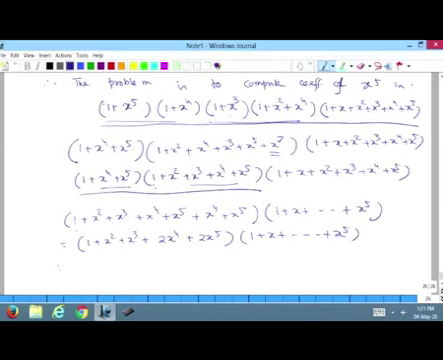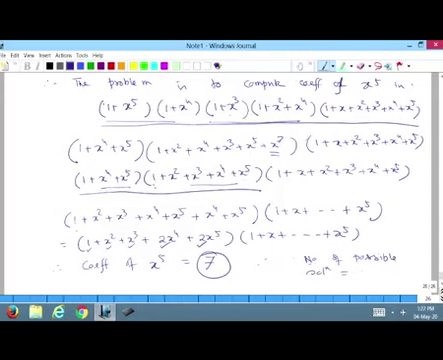Therefore, the coefficient of x to the power 5 is equal to 2 plus 2 plus 1 plus 1 plus 1, which is equal to 7. Therefore, the number of possible solutions is equal to 7.